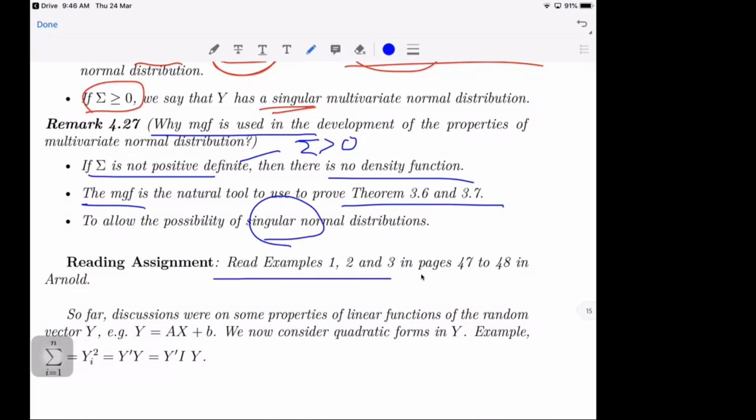So for your reading assignment, you read examples 1, 2, and 3 in pages 47 to 48 in Arnold.